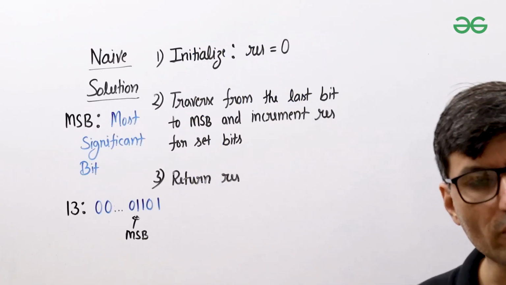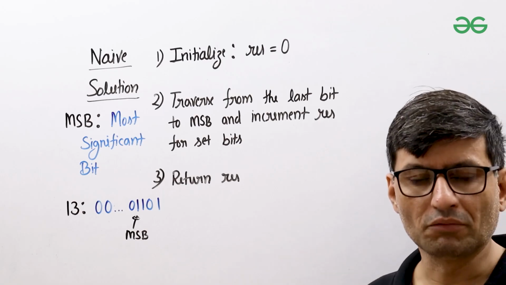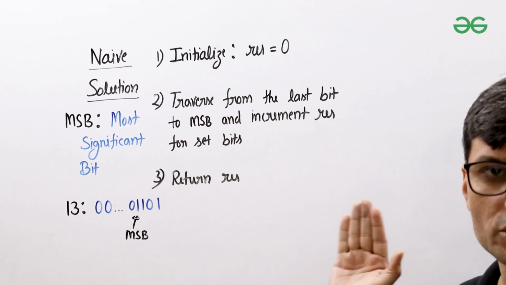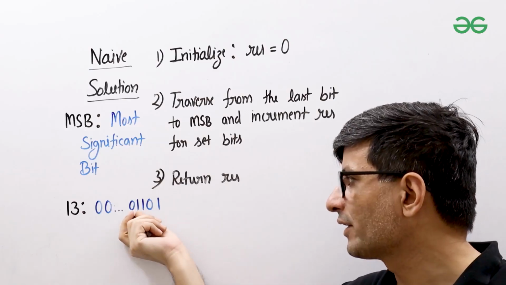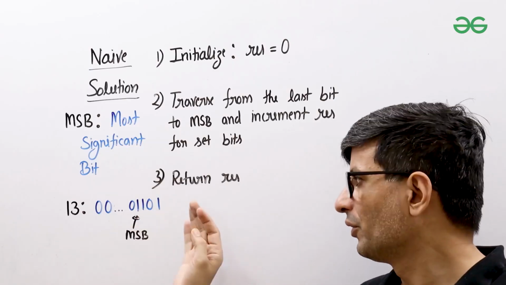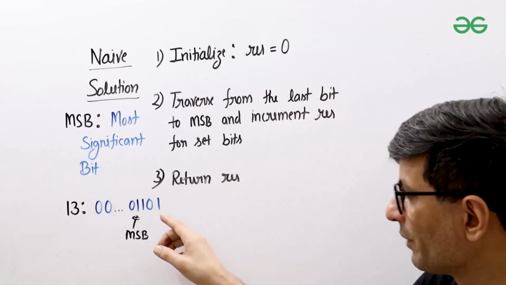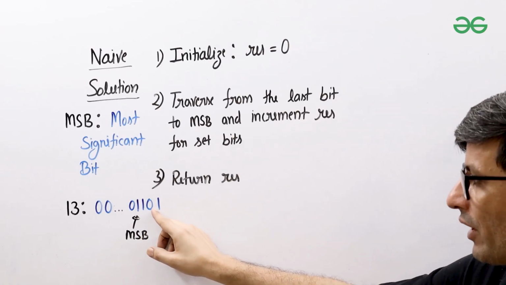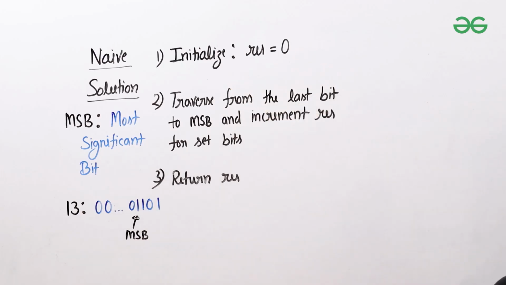Let's first talk about a naive solution to solve the problem. The idea of the solution is simple. We traverse from the last bit to the most significant bit. What is MSB or most significant bit? It's the leftmost set bit, right? If you look from this side, the leftmost set bit is your most significant bit. So you begin from here, the last bit, and for every bit you check whether it is set or not. If it is set, you increment the result. Your result is initially 0.